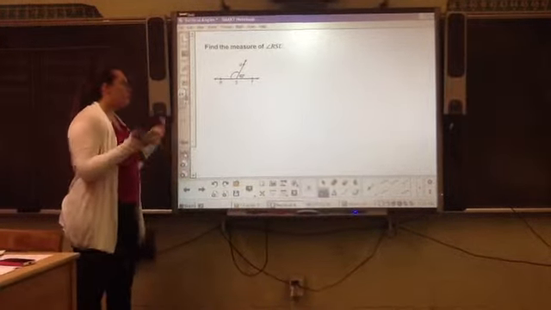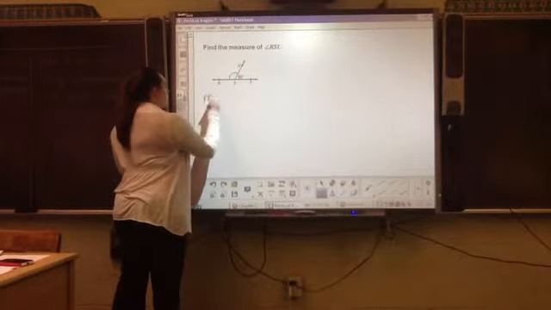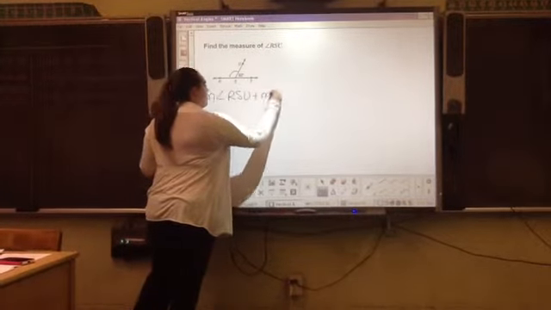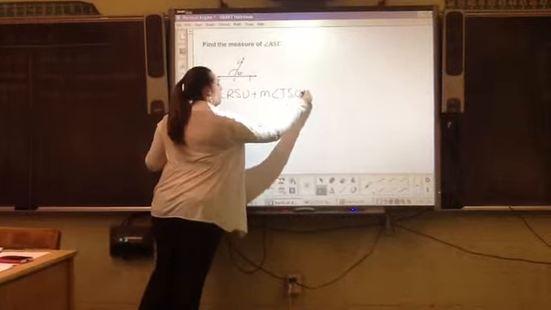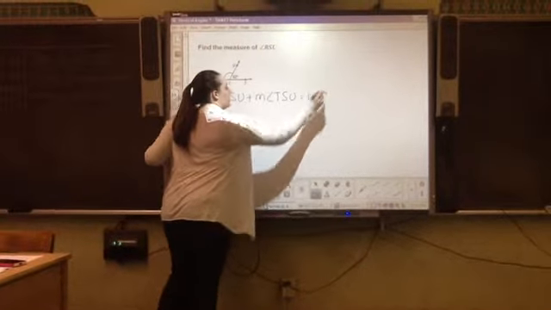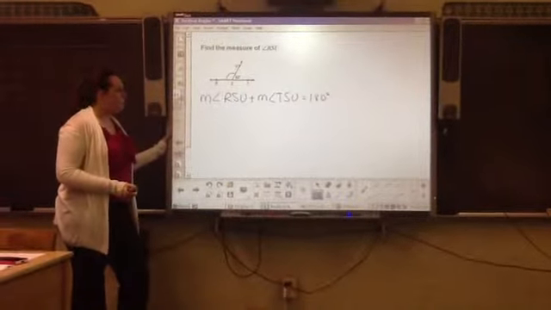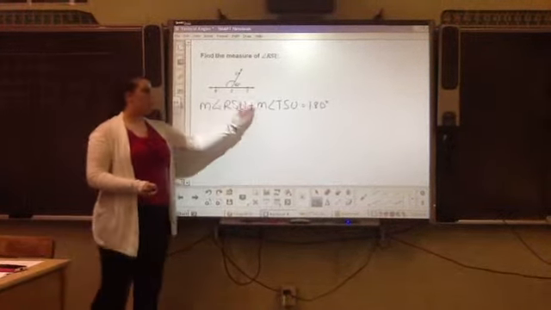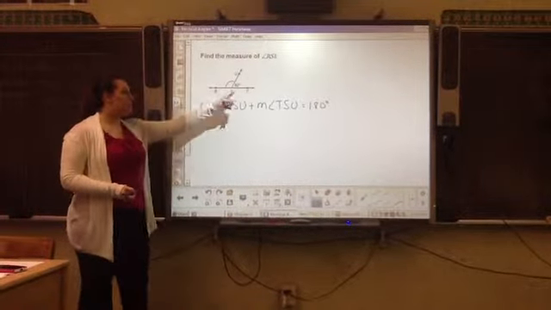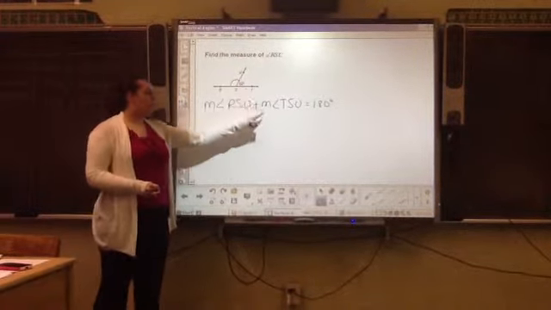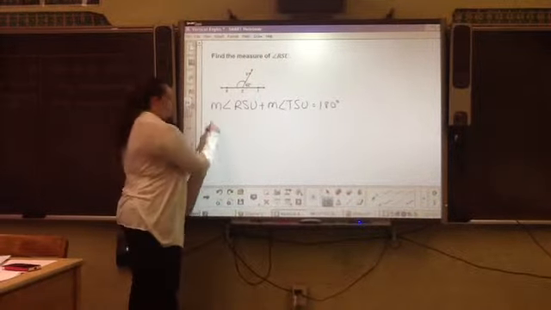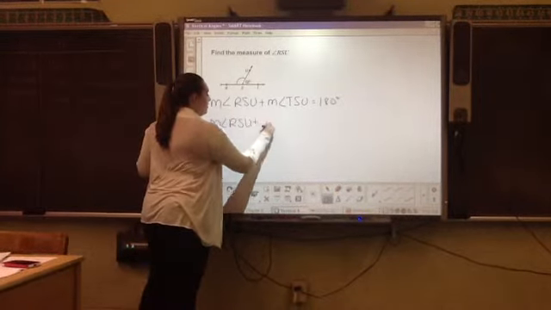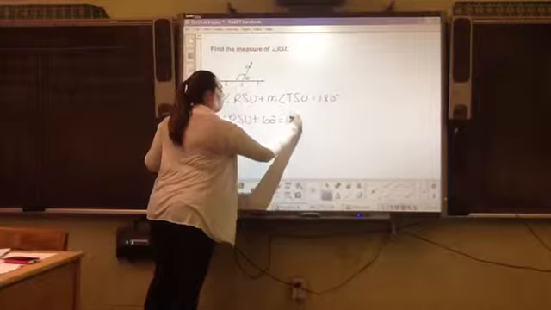And we know that a linear pair's angle measures add up to 180, which is because they are supplementary. So here we can simply say the measure of angle RSU plus the measure of angle TSU is equal to 180 degrees. Now, we don't know the measure of angle RSU. However, we do know the measure of TSU. We can simply substitute the angle measure that we are given into this equation. Therefore, our next line would be measure of angle RSU plus 62 is equal to 180 degrees.